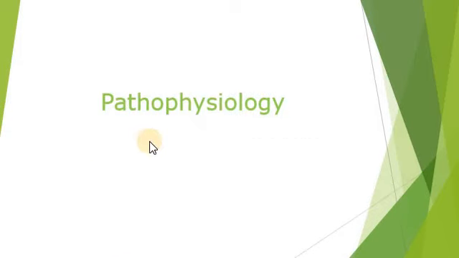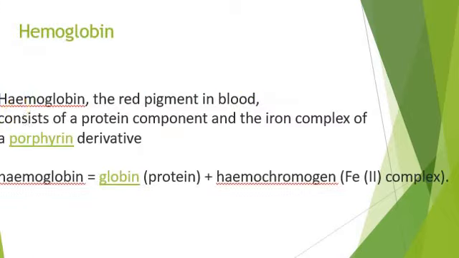For better understanding of the pathophysiology, we first revise the structure of hemoglobin. Hemoglobin is a red pigment in the blood. It consists of a protein component and the iron complex of a four-pyrrole derivative. So hemoglobin is a combination of the globin part, which is the protein part, and the heme part, which is the iron complex. Hemoglobin is basically a quaternary structure.